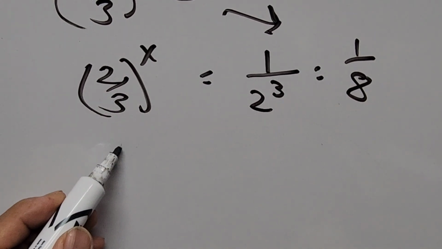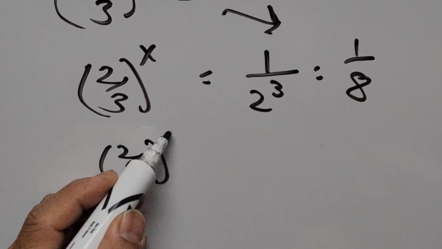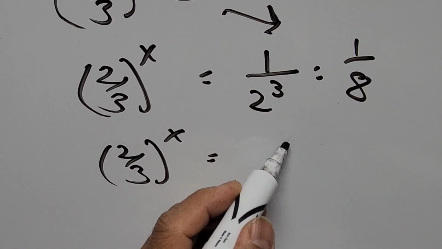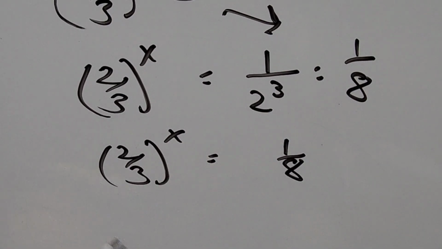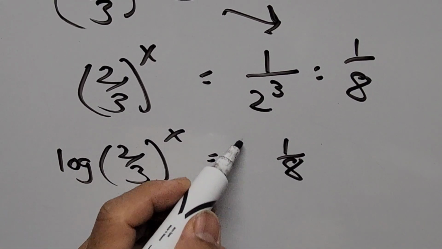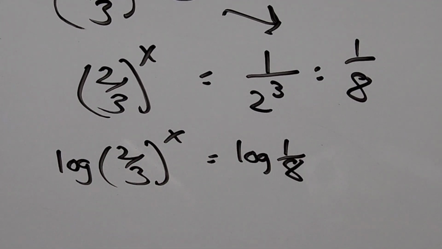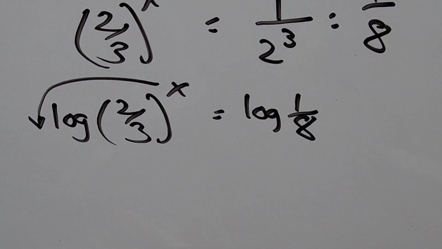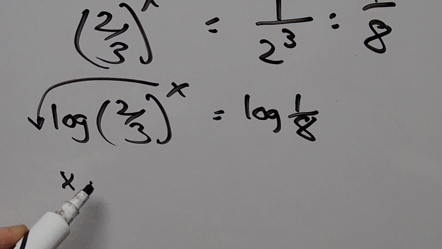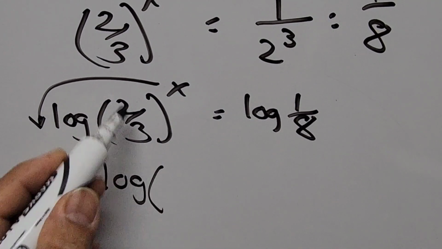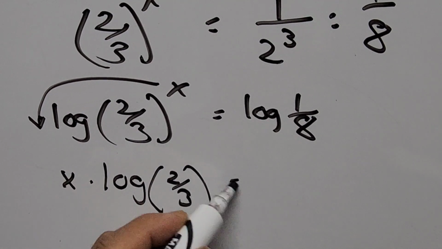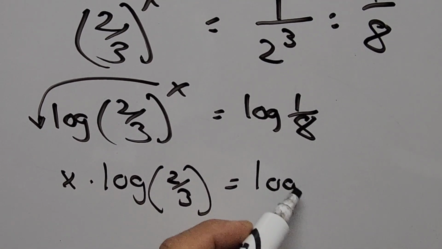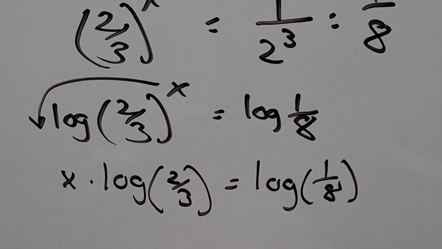So the equation now becomes 2 divided by 3 to the power of x is equal to 1 over 8. Taking the log of both sides of the equation and taking down x as coefficient. So this is now x times logarithm of 2/3 is equal to logarithm of 1 over 8.